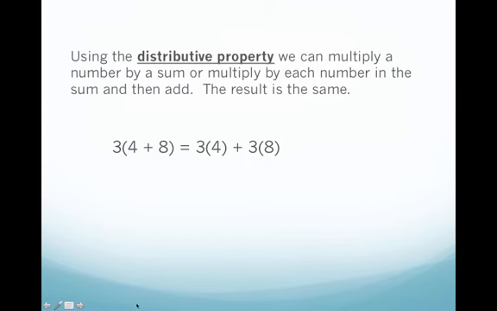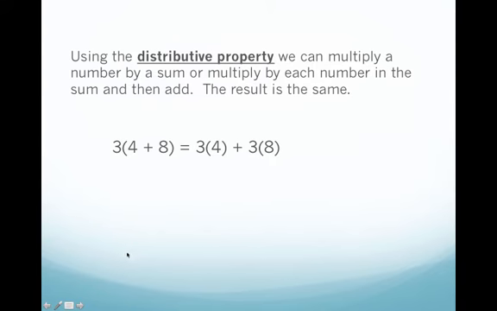Okay, and the last one we're going to learn today is the distributive property. We can multiply a number by a sum or multiply by each number in the sum and then add them. The results will be the same. So here is an example where we've got 3 times the quantity 4 plus 8. Of course we could add 4 plus 8, which would give us 12 times 3 or 36.